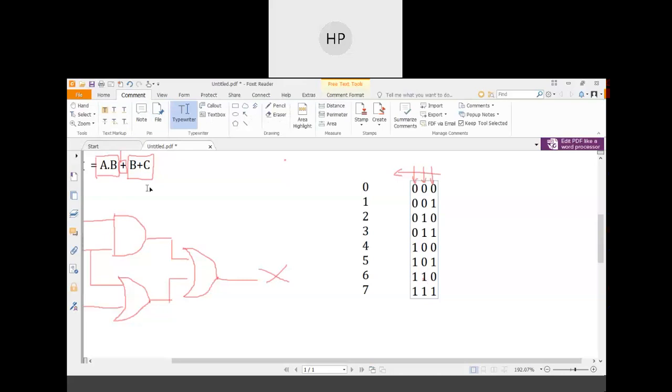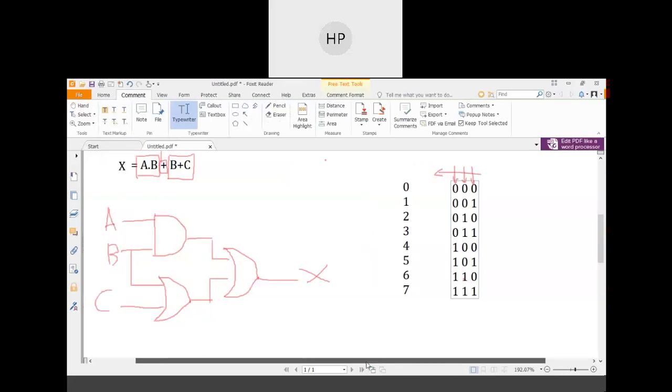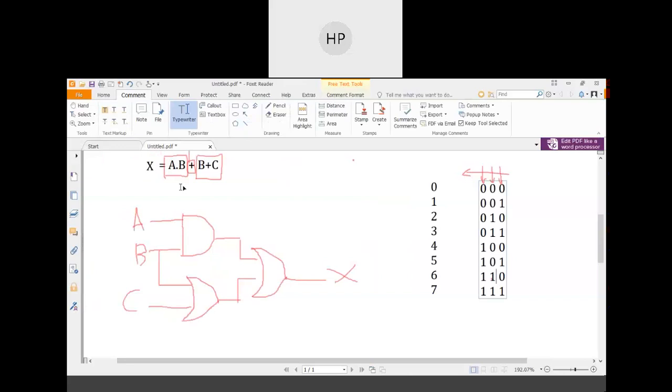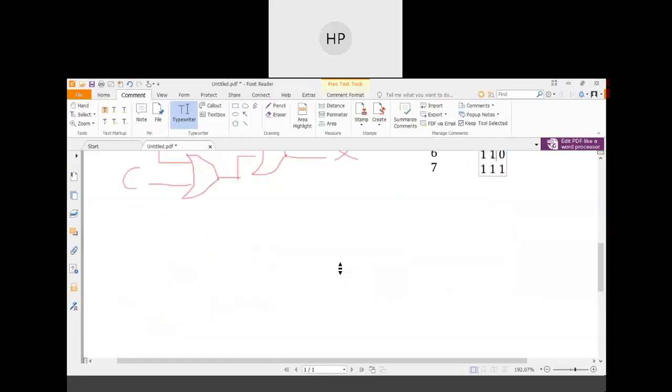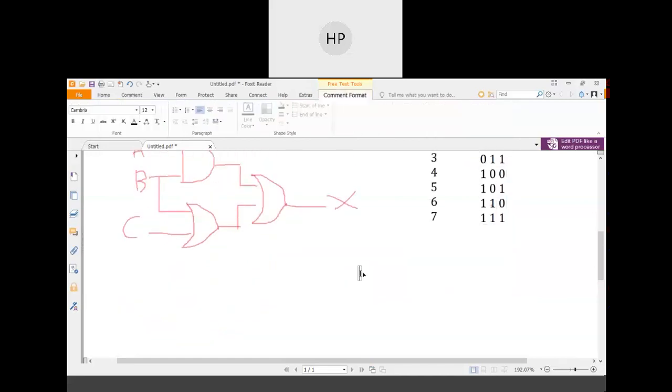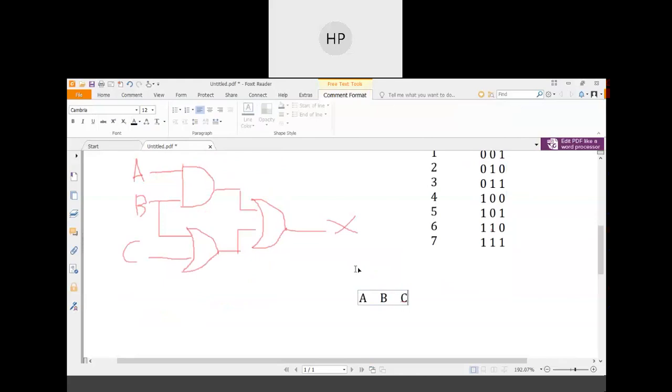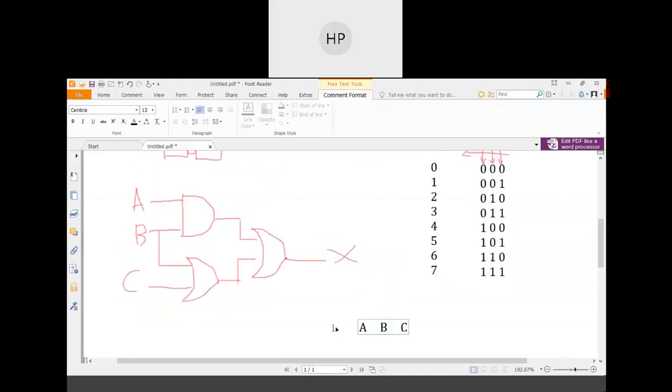For example, let's look at our logic circuit over here. How many inputs do we have there? 3 inputs. So let's convert these 3 inputs. What are the inputs? We have A, we have B, and we have C. So 3 inputs, right?